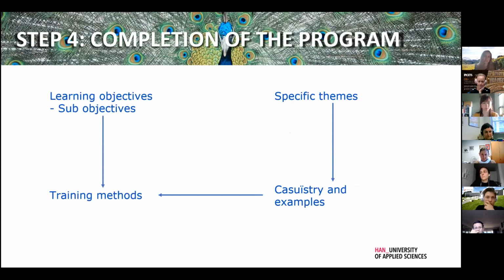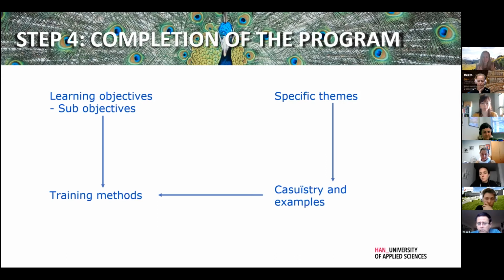So we have the learning objectives on one hand, and the themes or the topics on the other hand. The learning objectives lead to specific training methods, and the topics lead to case history and examples that we want to use, and those we can use in those training methods. And with the training methods, we choose them specifically to practice what in the end you want to see.